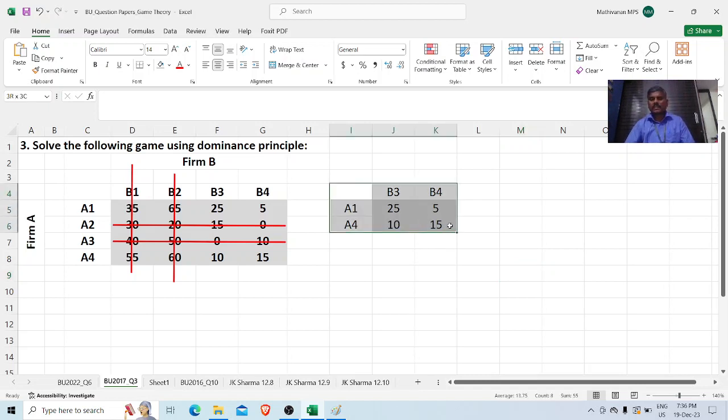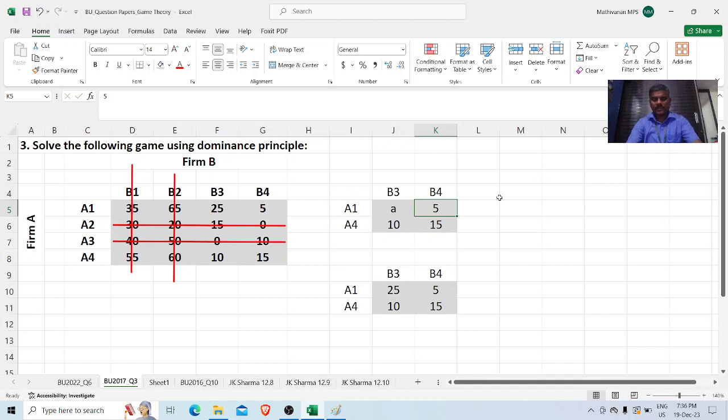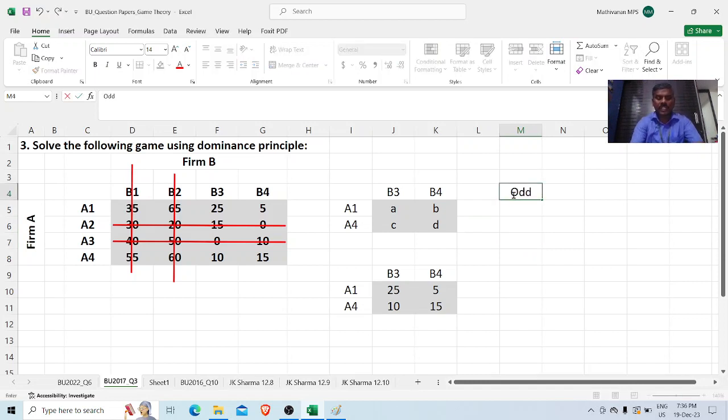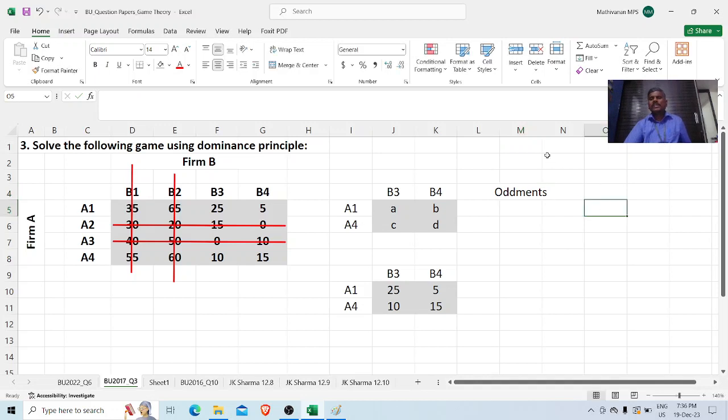This matrix, we can assume it to be like this: A, B, C, D. Same matrix, a 2 cross 2 matrix. You can represent it with A, B, C, D. To move further in solving this game, we will use the concept called oddments. We will take the oddments and proceed further to solve this problem.